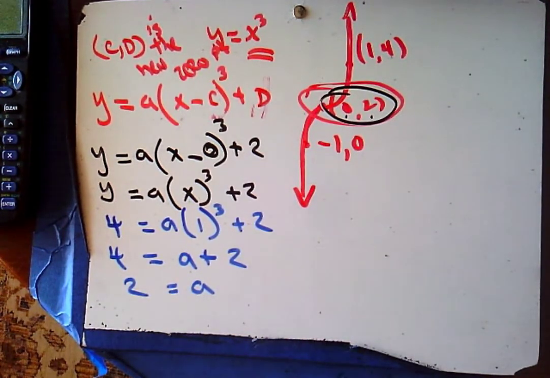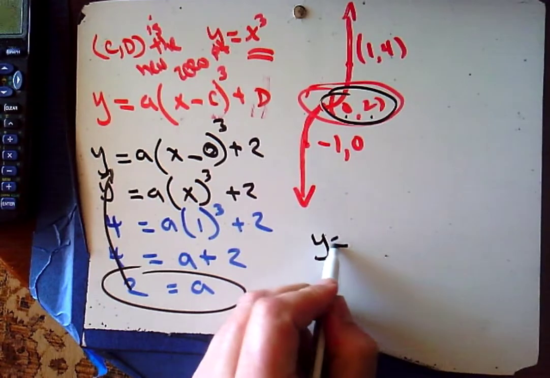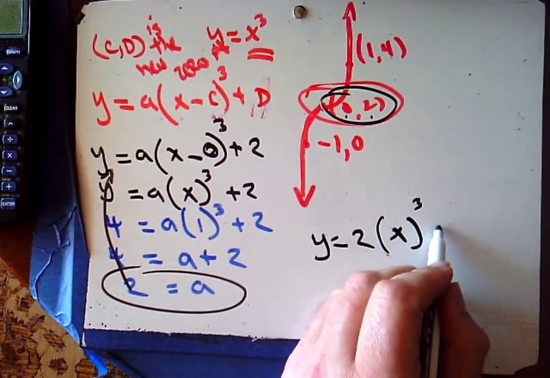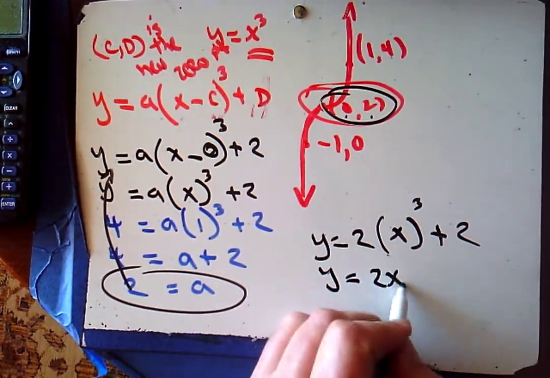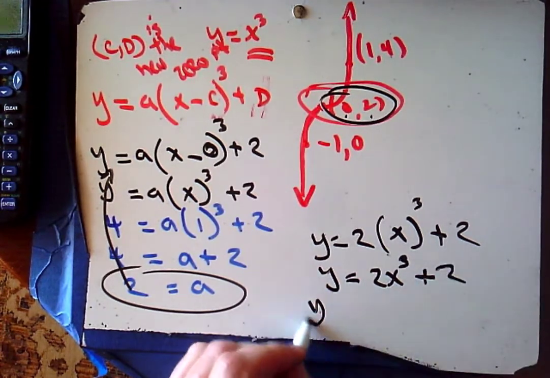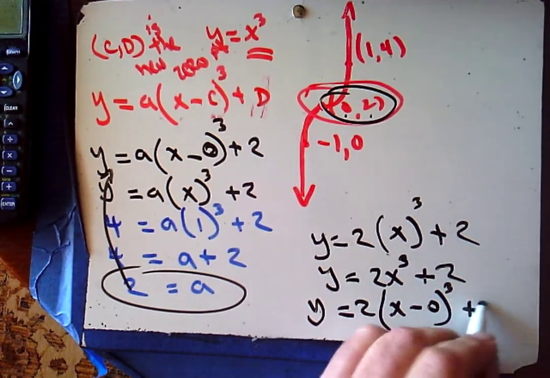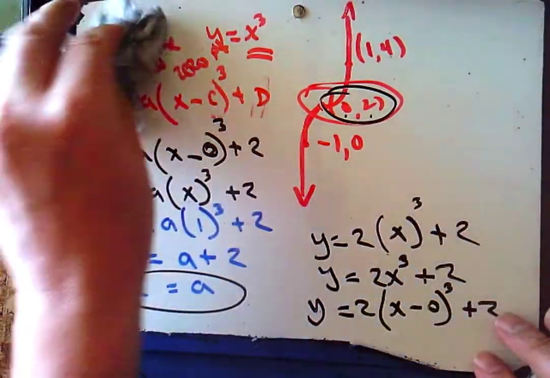We're not done yet though, right? We still have to plug this value back in with our 0 point. And so we're going to have 2x cubed plus 2. And certainly you can write that as 2x cubed plus 2. And if you prefer to preserve the transformations, 2 times (x minus 0) cubed plus 2. Any of these are fine, okay? So, how about this one?